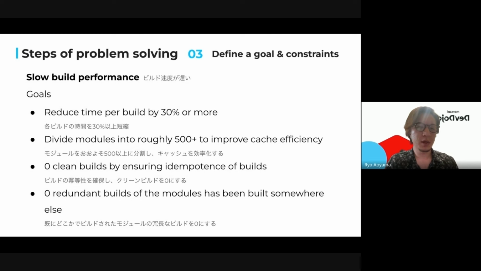And the third point is to ensure idempotence of builds, to have zero clean builds. So to explain this, depending on the environment and such, the result of the build can vary. And when that happens, we will reset the build cache to make it a clean build. And this was the problem that we tend to see on iOS. Therefore, in this goal, we decided to bring this down to 0.